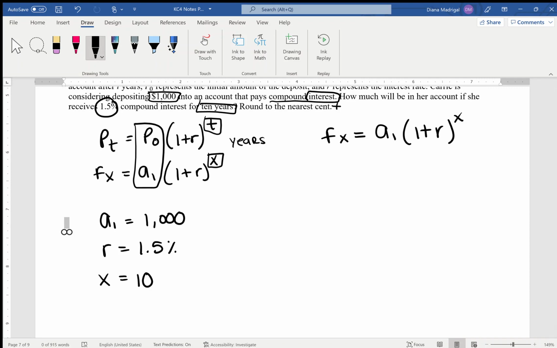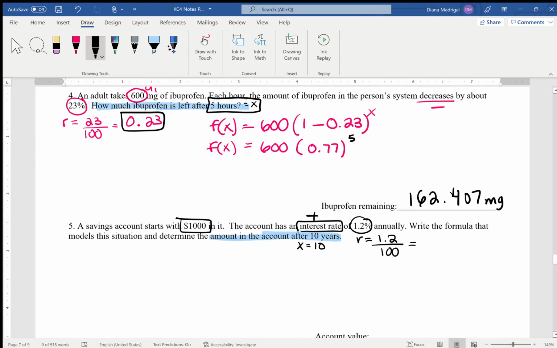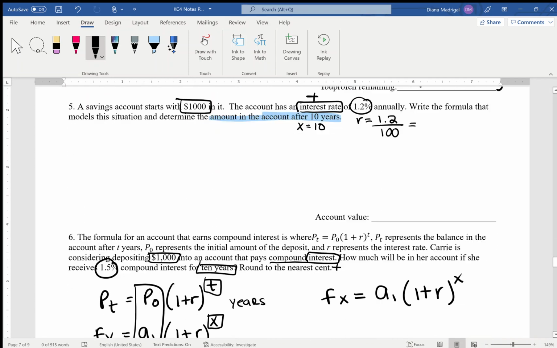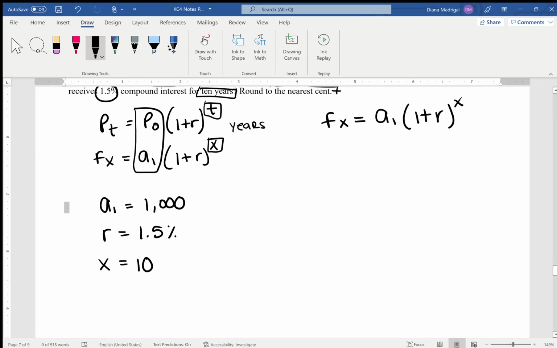And don't forget that you are going to be adding. Compound interest, remember, it's adding. So there you go, I helped you out. Write the formula, okay? Then solve for it. And just like you were doing for questions 4 and 5, you're going to get a solid answer. And that's going to be the answer for question number 6.